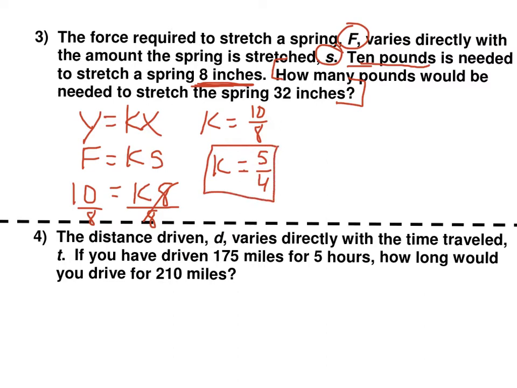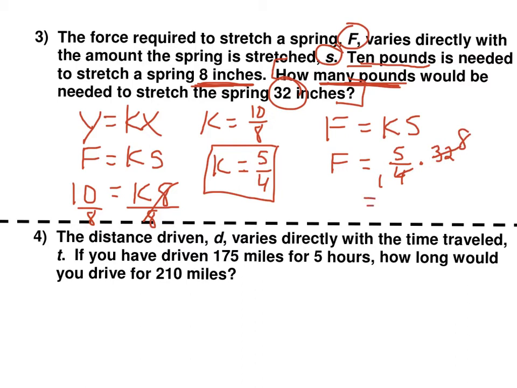Alright, now I'm going to plug this in, and I'm going to use F equals KS. It says how many pounds, so that means I'm looking for the force. I don't know what the force is equal to. 5/4 is my K, and S is 32 inches. So I multiply 5/4 times the 32. I can cross reduce, and the force needed is going to be 40 pounds. And that would be the answer to your problem.